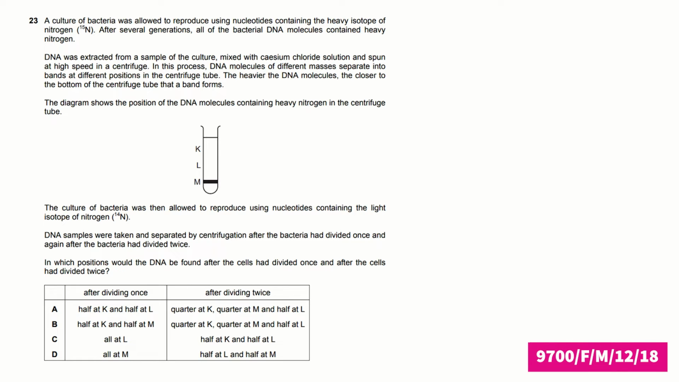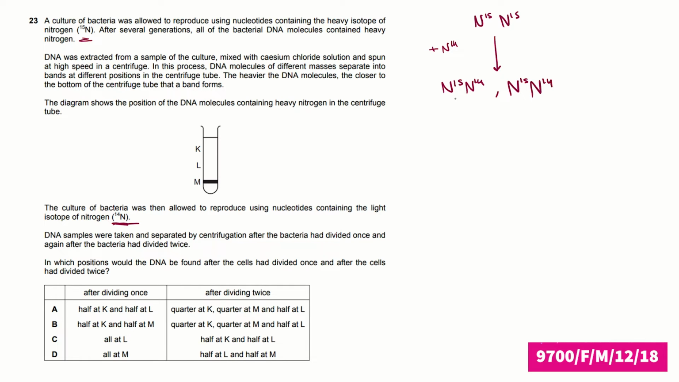Question number 23. A culture of bacteria was allowed to reproduce using nucleotides containing the heavy isotope of nitrogen-15. In which positions would the DNA be found after the cells had divided once and after the cell had divided twice? Now, ideally, you should be able to know and recall the exact percentages during the exam to save time. However, I will explain the reason behind the values and percentages. Now, we start with nitrogen-15, nitrogen-15. Now, in the first division, where nitrogen-14 is added, what happens is that it now turns hybrid. So it's N15 by adding nitrogen-14. It's now N15, N14, and N15, N14.